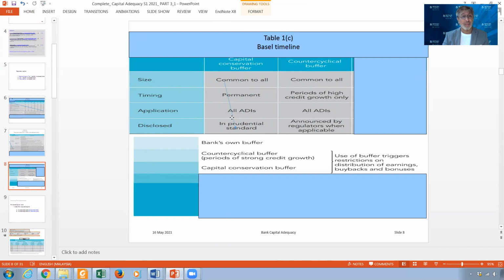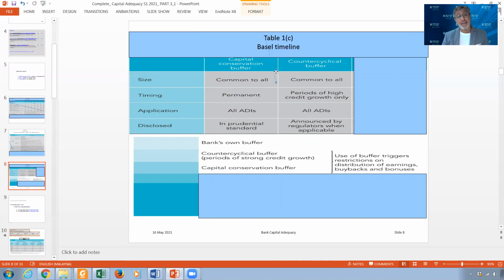We call it APS. So it's already disclosed, and it's already common. Now we are talking about Australia, but you can apply it to Malaysia, to anywhere. It's already in effect, and everybody knows it, I mean the financial institutions and the regulators, and it's permanent.